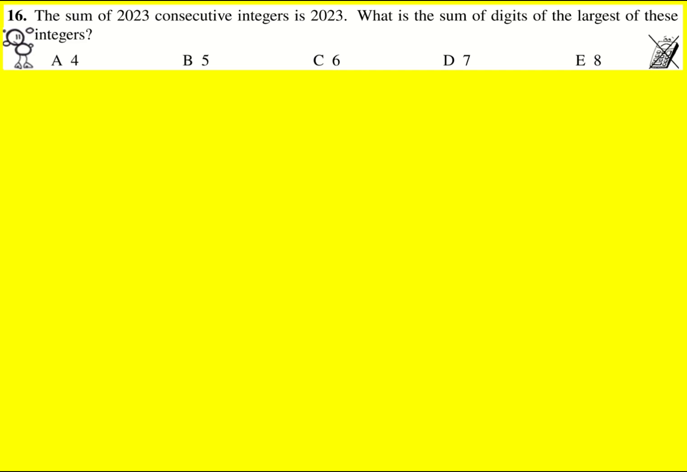The sum of 2023 consecutive integers is 2023. What is the sum of digits of the largest of these integers? Well, we quickly see in this question that some of them are going to have to be negative, because if they weren't negative, there's no way that you could get a result this low.